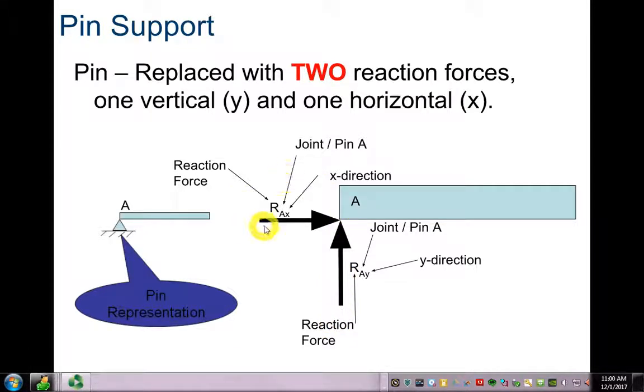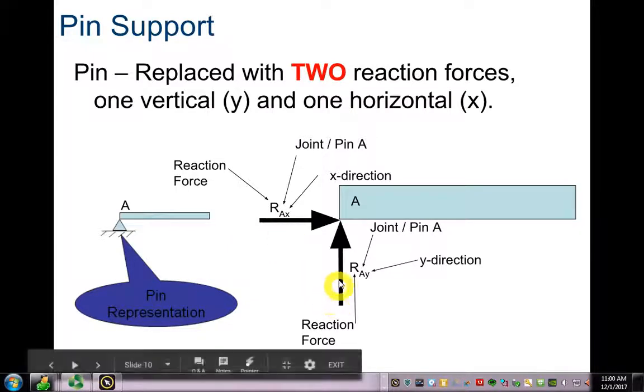Same goes for the X direction, R, A, X. We're still at point A. It's pushing in the X direction. Think of this pin as like a part of the bridge where it's bolted into the ground and it cannot move. It's a pinned connection.